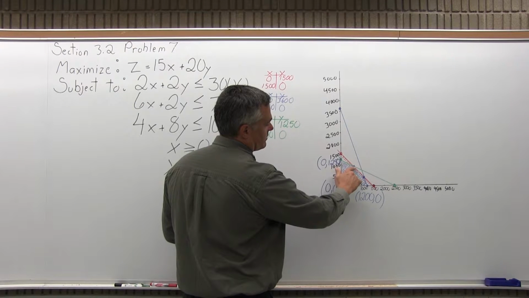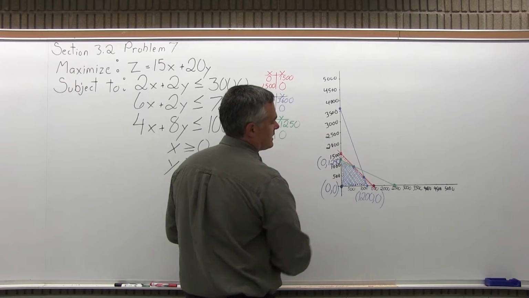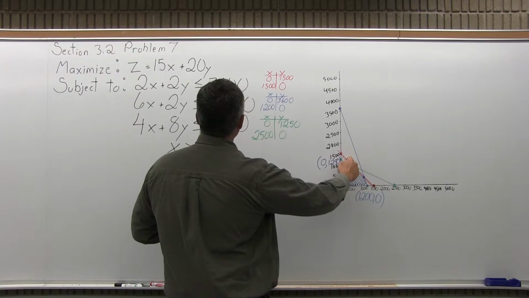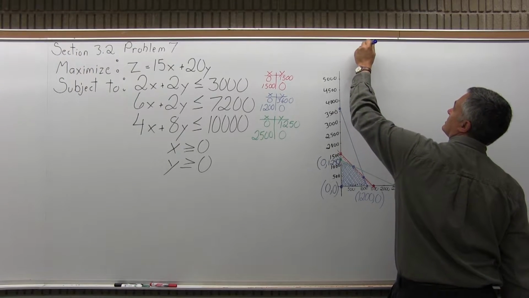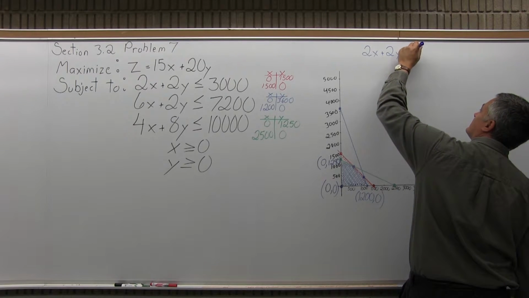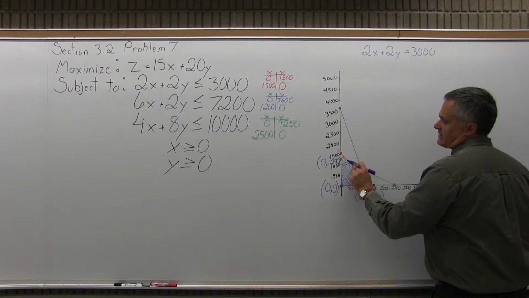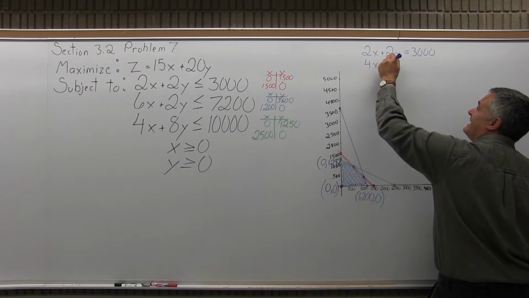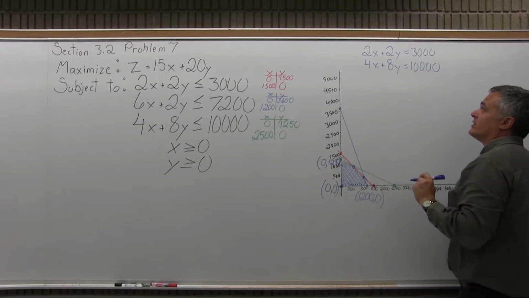I'll start with the corner point where the green line and the red line intersect with each other and find the x and y values for that. So the red line, which is part of that intersection, is 2x plus 2y, and I'm going to treat it as equals 3,000. I don't need the inequality at this point. Now the green line is part of that intersection. The green one is 4x plus 8y equals 10,000. Again, I'm ignoring the less than or equal to. I'm making it an equal to.